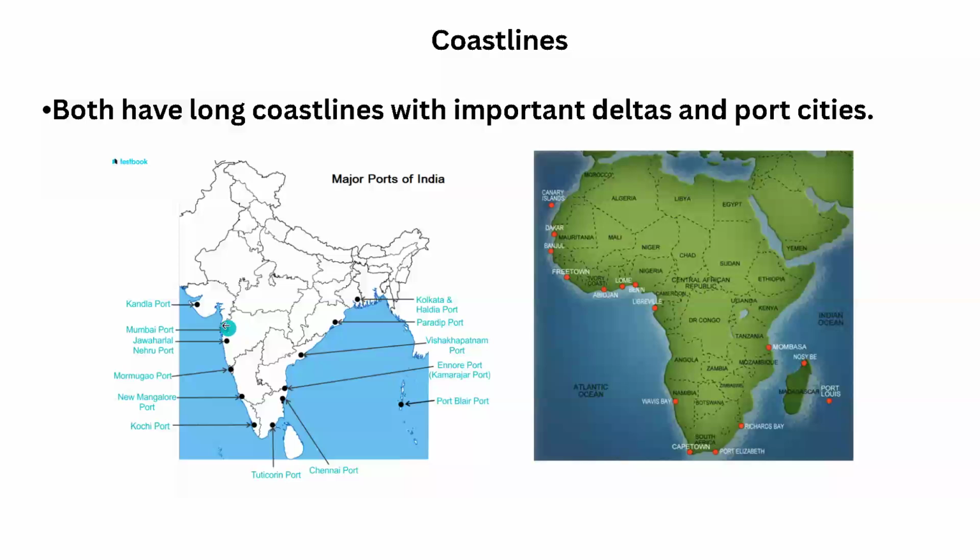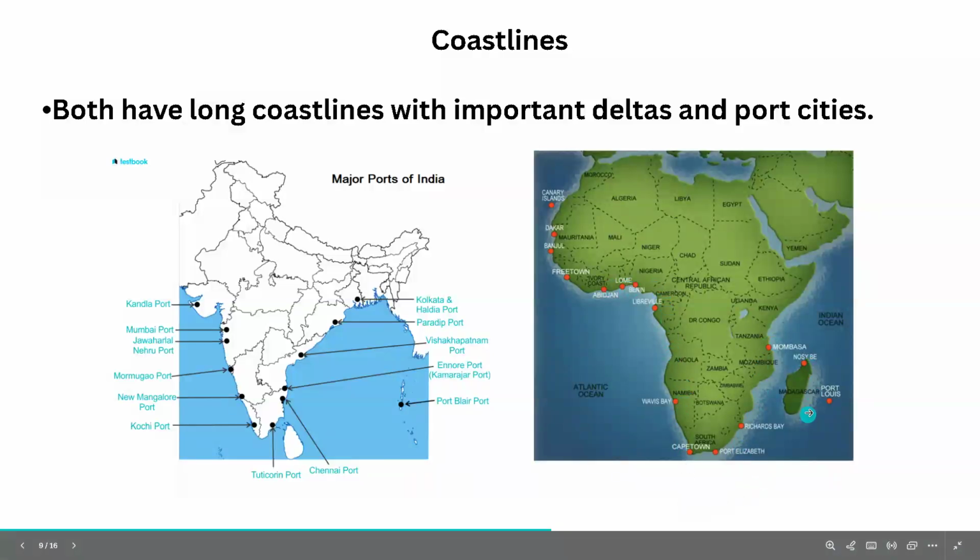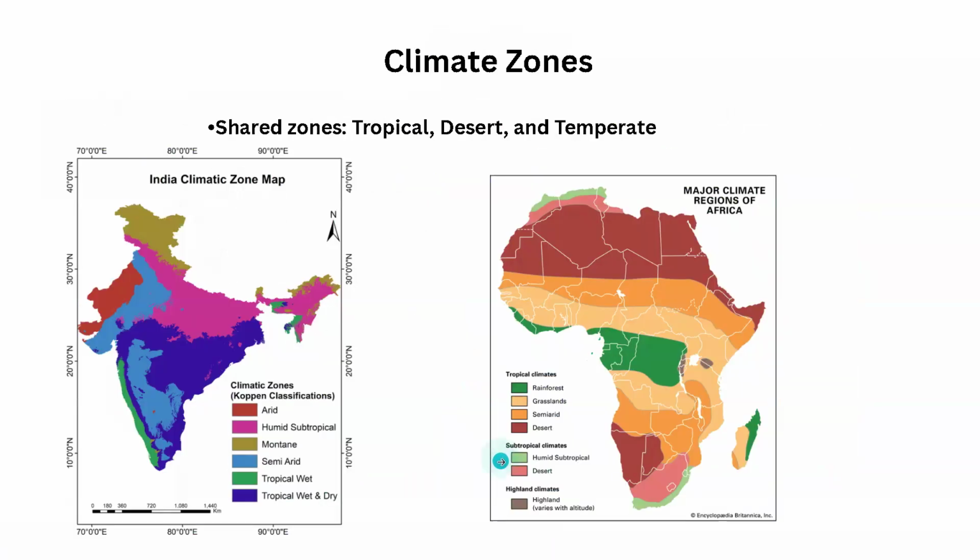So here, how many are there? Count: 1, 2, 3, 4, 5, 6, 7, 8, 9, 10, 11, 12, 13. For this one also, 1 to 13. So both have 13 port cities.